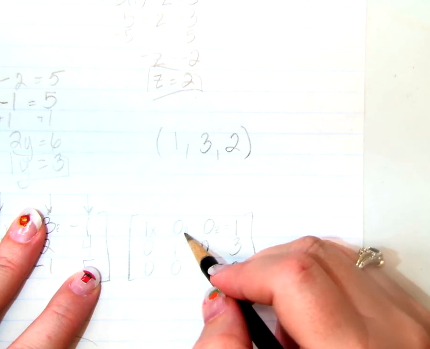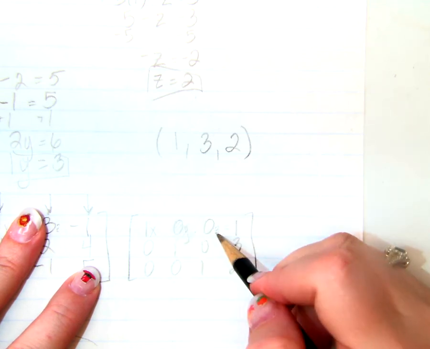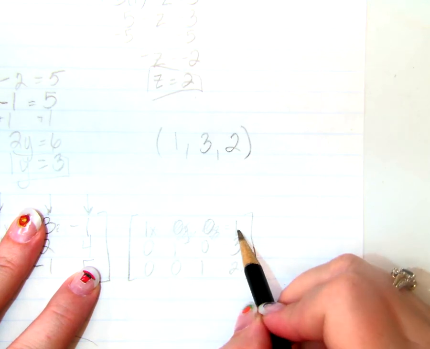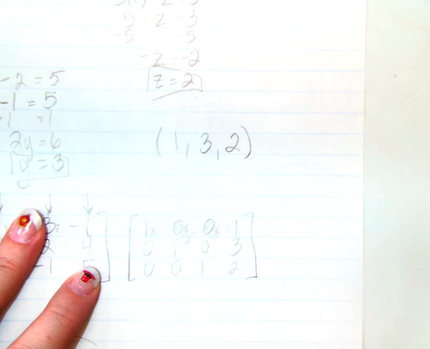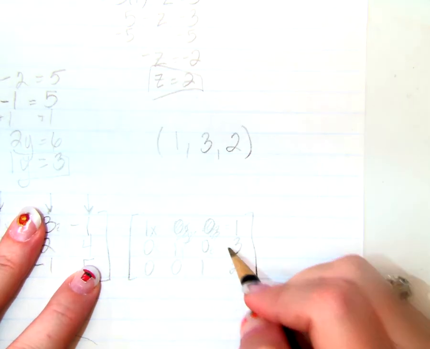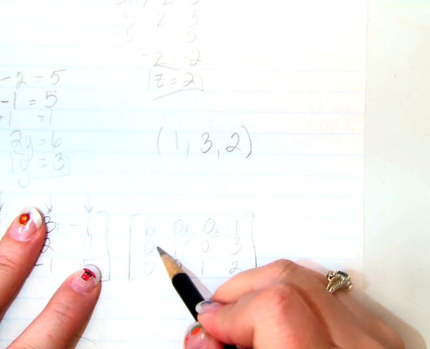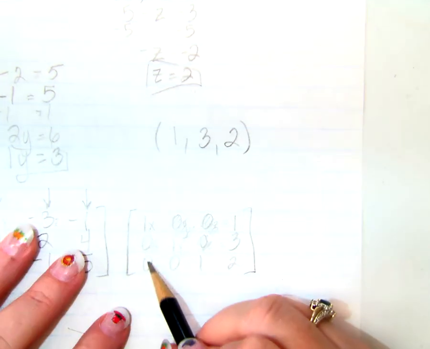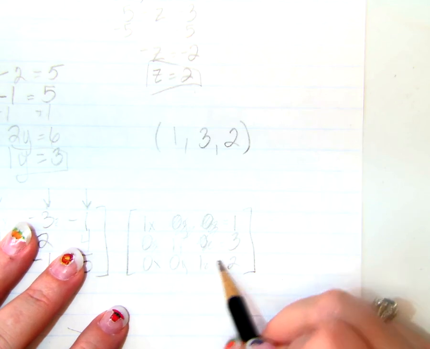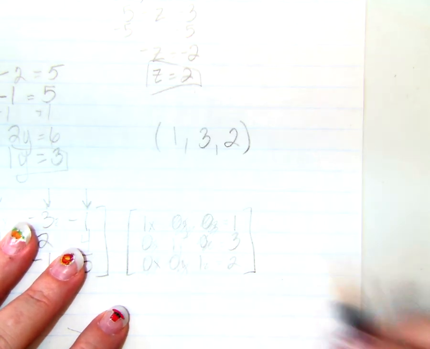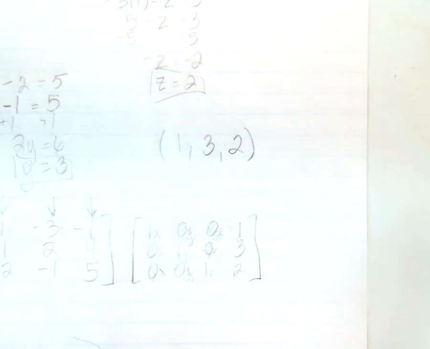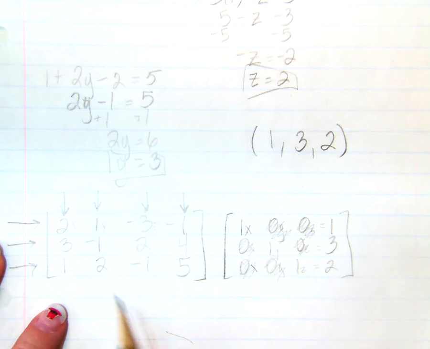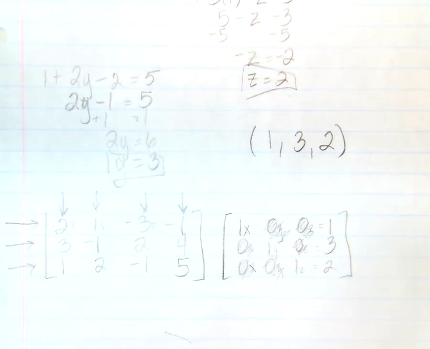What is 0y? 0. What's 0z? 0. What does this actually say? X equals 1. If this is x, and this is y, and this is z, and this is the equal sign, 0x is 0, 0z is 0, what does this actually say? Y equals 3. And z equals 2. Can you read it? Good. Okay? So what do we have to be very careful of when we enter things into our matrix?